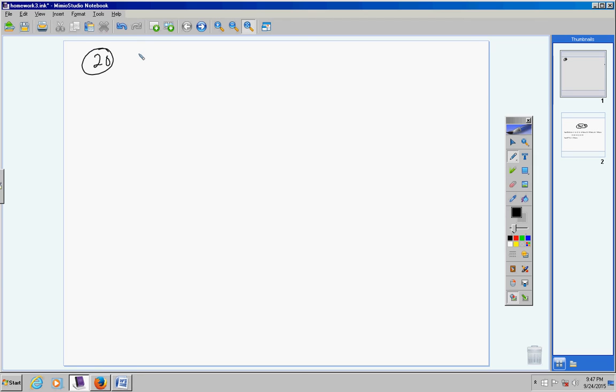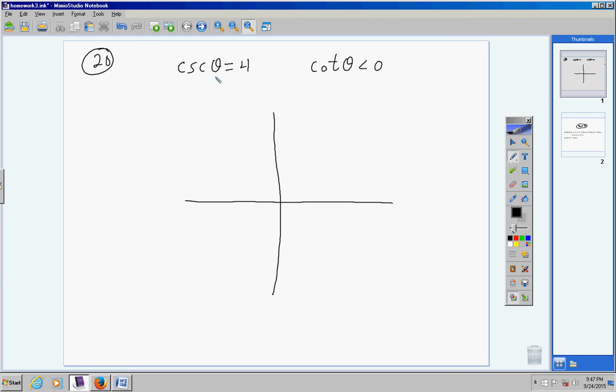Number 20: they tell us that cosecant of theta is 4, and cotangent of theta is less than 0, which means it's negative. So I'm looking for a quadrant in which cosecant is positive, because I have a positive 4 here, and cotangent is negative. Now remember, the inverse of cosecant is sine. So where is sine positive? Here and here, so quadrants 1 and 2.